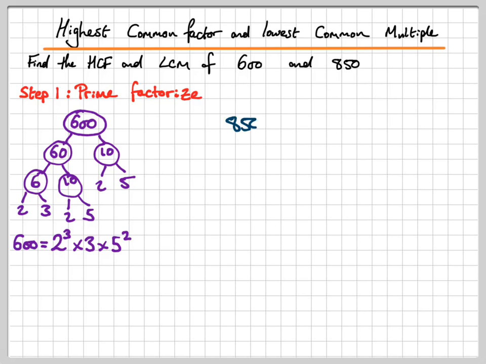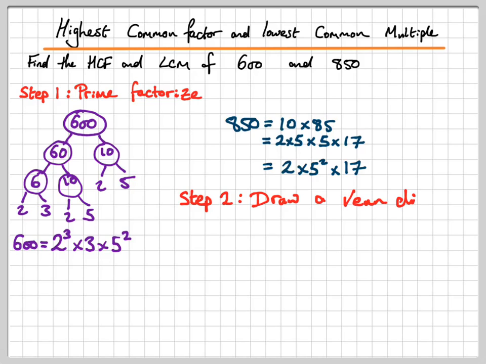I'm going to prime factorize 850 now, but I'm going to use a slightly quicker method. I simply think of two numbers that multiply to give me 850. 10 times 85 will do, and then I'm going to think of two numbers that multiply to give me 10 and two numbers that multiply to give me 85. As it happens, all of the numbers I now have are prime numbers, so I'm finished. So writing that using index notation, 2 times 5 squared times 17.